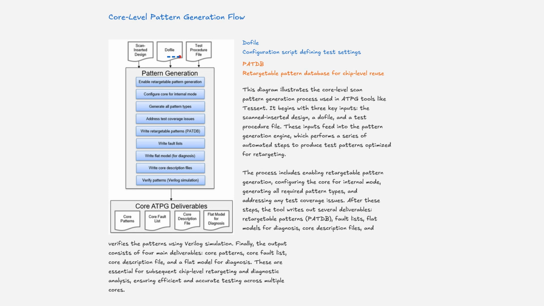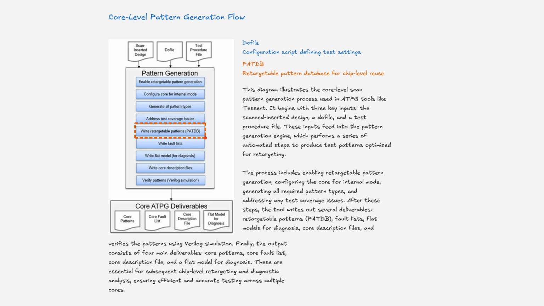This diagram illustrates the core-level scan pattern generation process used in ATPG tools like Tessent. It begins with three key inputs: the scanned inserted design, a do file, and a test procedure file. These inputs feed into the pattern generation engine, which performs a series of automated steps to produce test patterns optimized for retargeting. The process includes enabling retargetable pattern generation, configuring the core for internal mode, generating all required pattern types, and addressing any test coverage issues.